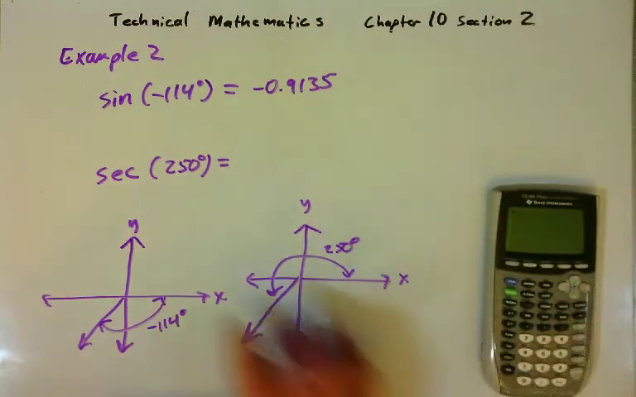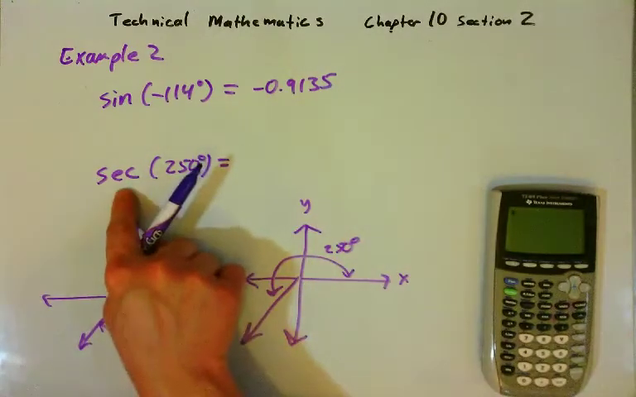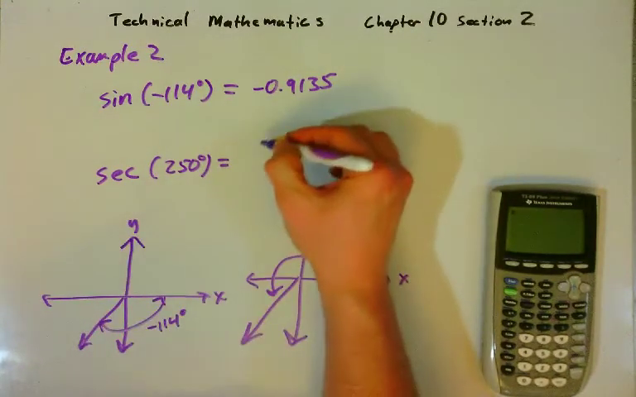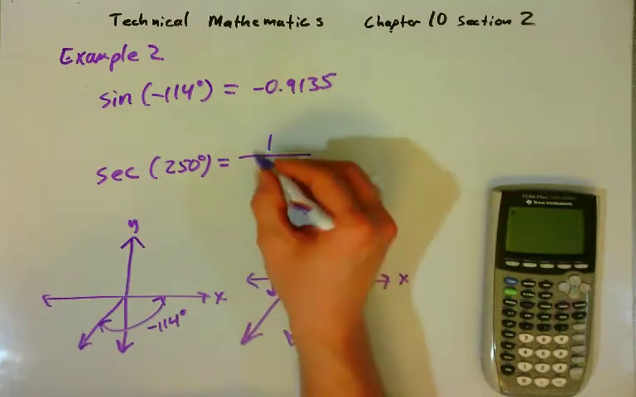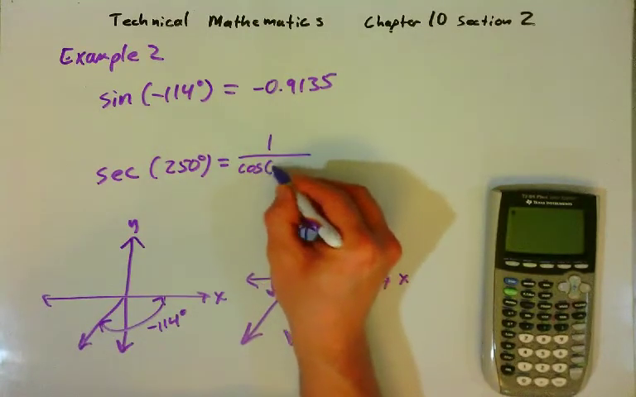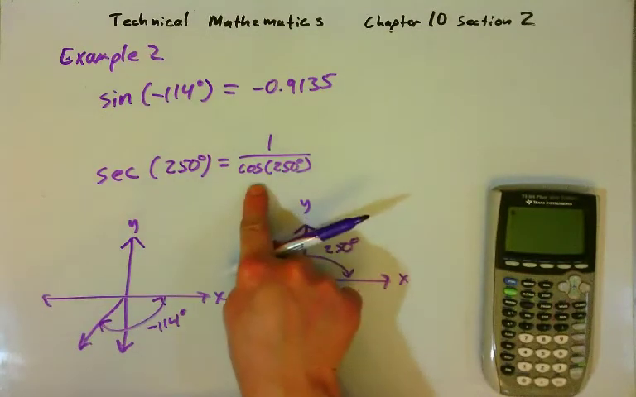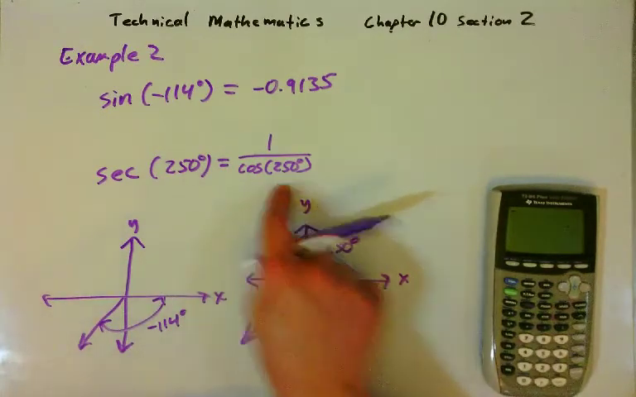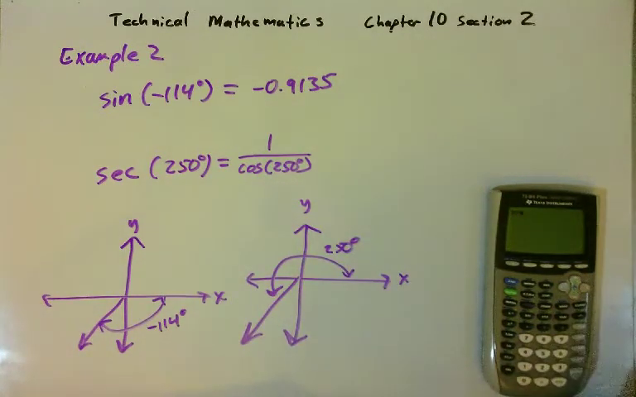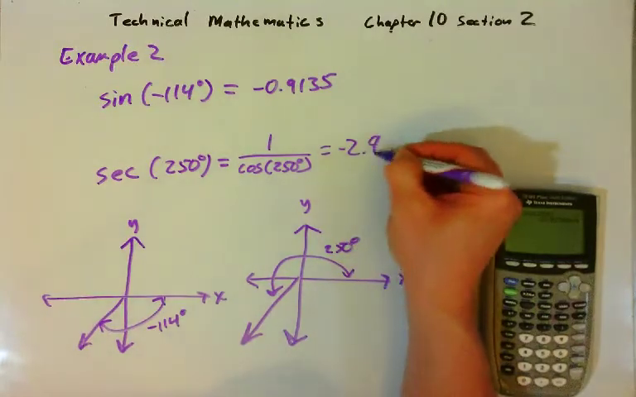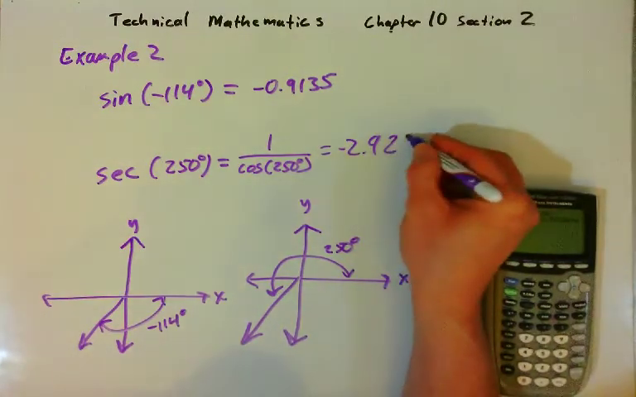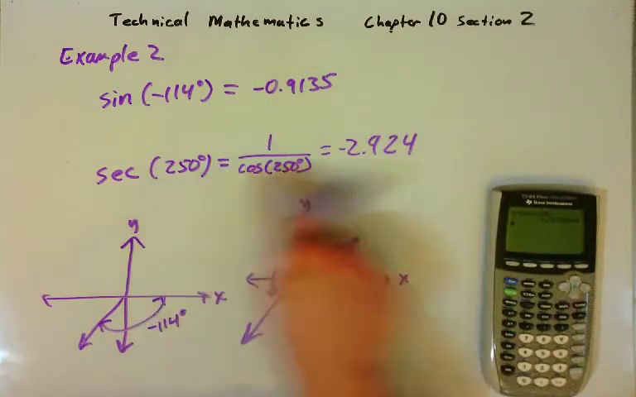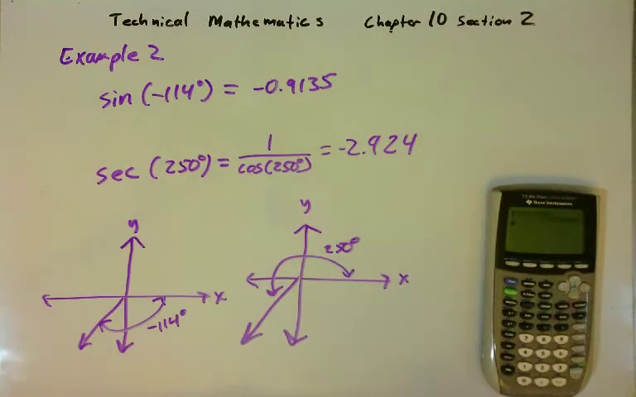And so we've seen examples like this before. We need to remember the relationship that secant is the reciprocal of the cosine, meaning that the secant of 250 degrees is the same as 1 divided by the cosine of 250 degrees. So in order to use your calculator to find secant, you have to remember that it is the reciprocal of the cosine. And so we'll type in 1 divided by the cosine of 250 degrees, and we get negative 2.924. So the secant of 250 degrees is negative 2.924.